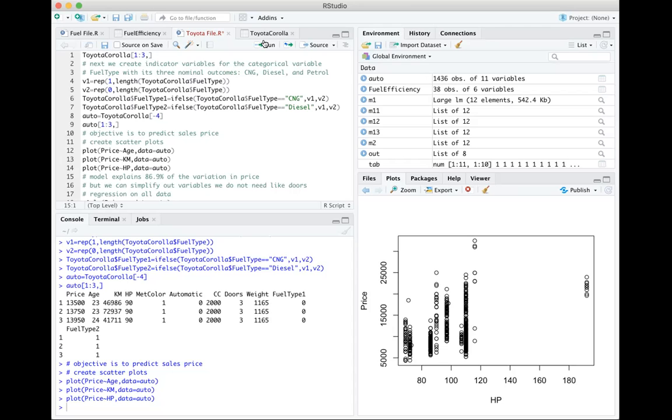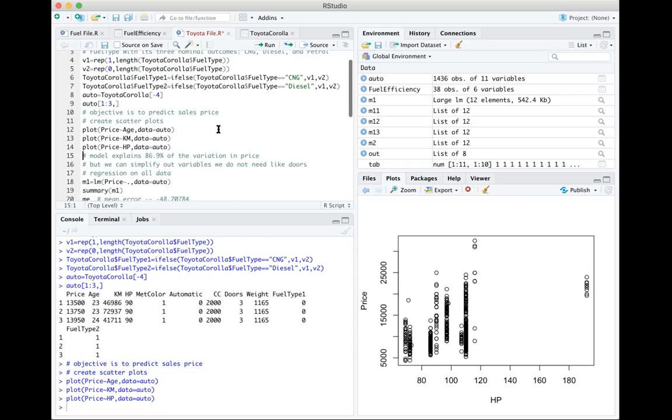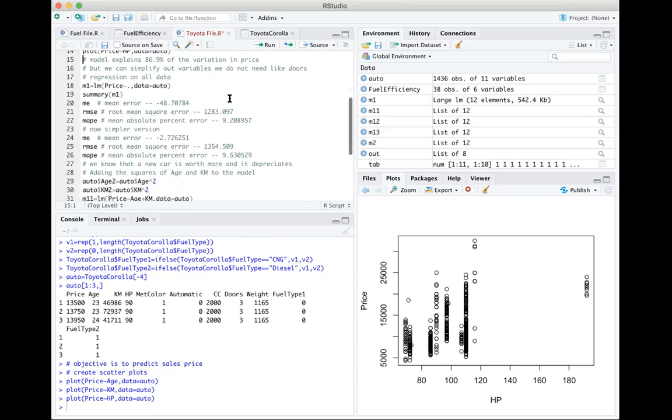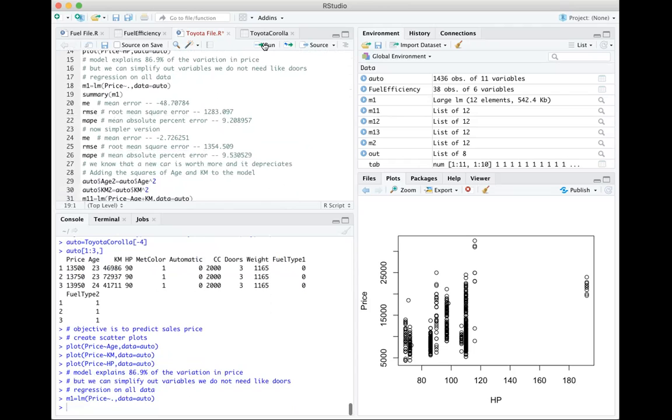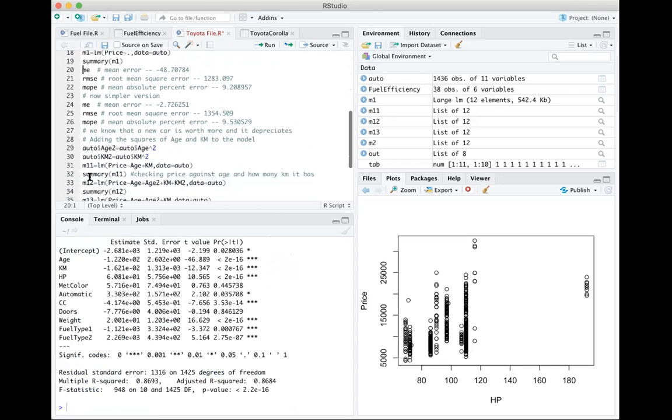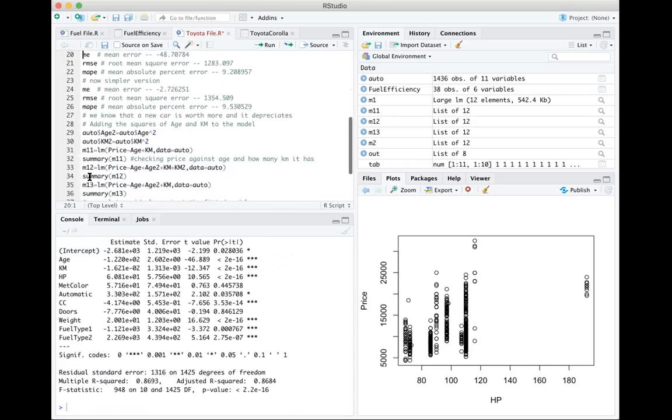The model explains 86.9% of the variation in price, but we can simplify out variables we do not need, like doors. Now we check the regression on all the data. This is the summary of all of the data. We can see that the R square is 0.8693 and the adjusted R square is 0.8684. The mean error is -4.871. The root mean square error is 1283.1. The mean absolute percent error is 9.21.